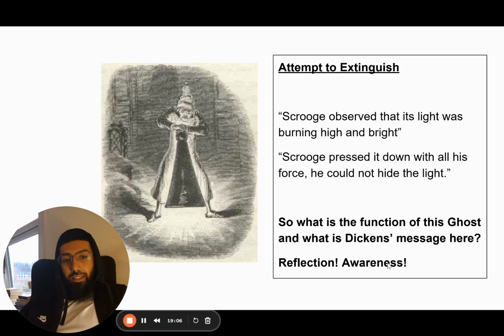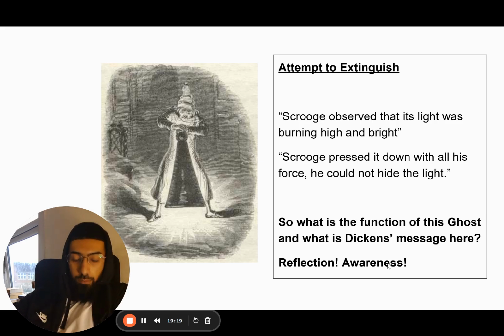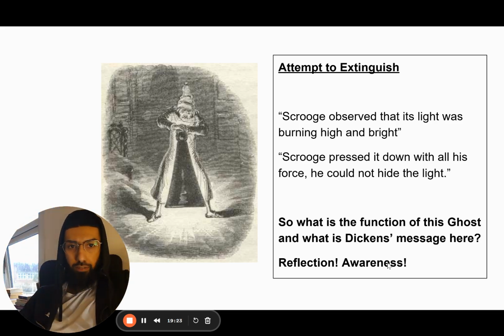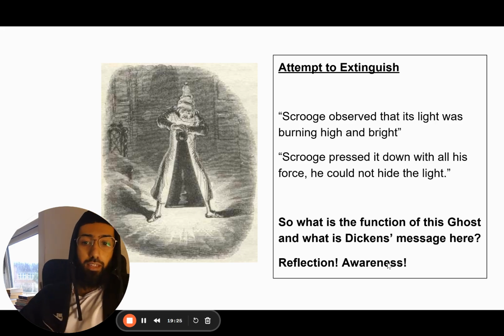And then this is the ending of the stave. And we're kind of going back to the extinguisher. Here's the two quotes. Scrooge observed that its light was burning high and bright. So that's describing the ghost of Christmas Past. And remember the clear jet of light on its head. It's now burning high and bright at the end of the stave.